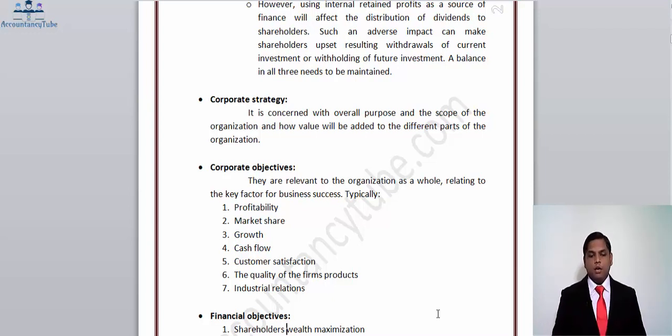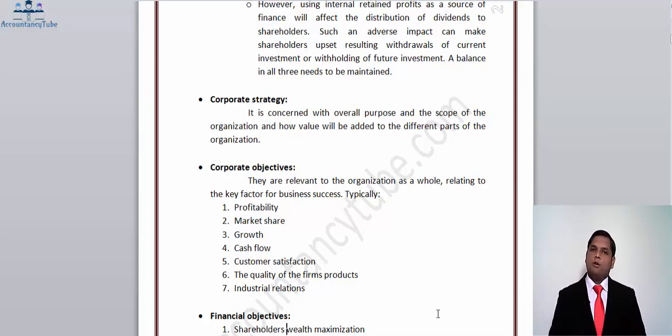So if that's the corporate strategy, in order to achieve that strategy, there are corporate objectives set by every company. Now, I've included certain corporate objectives over here from the course. These are the basic corporate objectives which are being incorporated by most of the companies nowadays. So let's look at them. Firstly, objectives are relevant to the organization as a whole, relating to the key factors for business success. They are the key factors through which a business succeeds. That's why businesses strive to achieve the corporate objectives, because that's what makes them successful. They are the key performance indicators. If these are going great, the business is moving in the right direction.